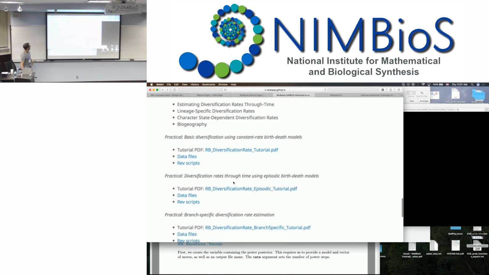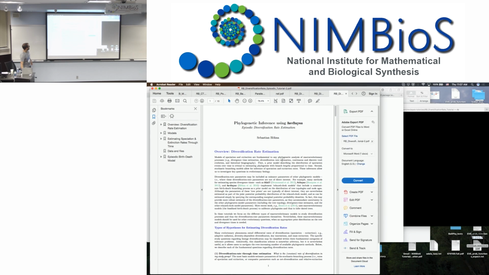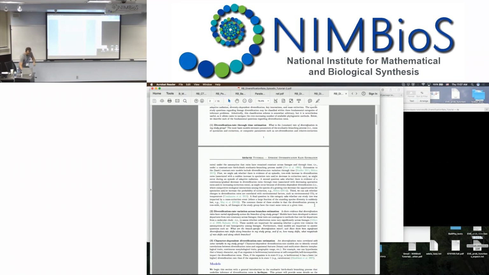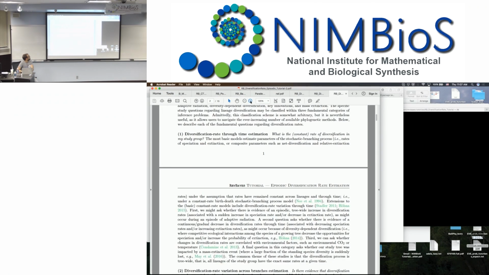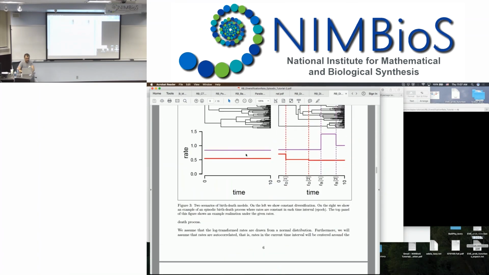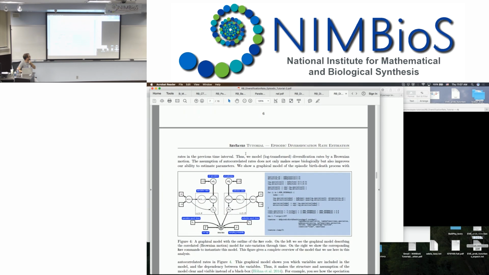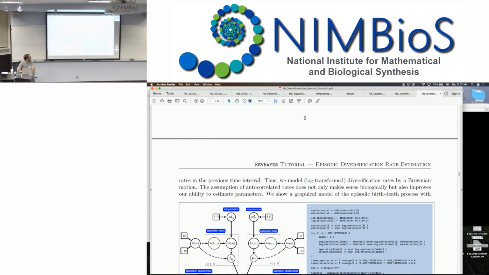We started with this one, the constant rate birth death process. Then there's the episodic rate birth death process that goes through the autocorrelated model. So what we are setting up here, we're trying to estimate how the diversification rates shift through time. So you're really trying to specify this little model. So let me make that larger.